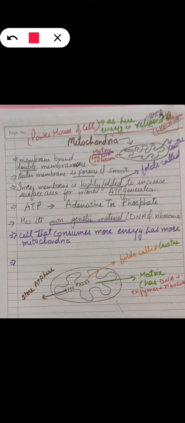This is mitochondria. Genetic material means DNA and ribosome. So it has its own DNA and ribosome. Its folds are called cristae, and this area is called the matrix. ATP full name: adenosine triphosphate. So this is all about the mitochondria. A very important question: why are they called the powerhouse of the cell? Next we will be moving to the next organelle.